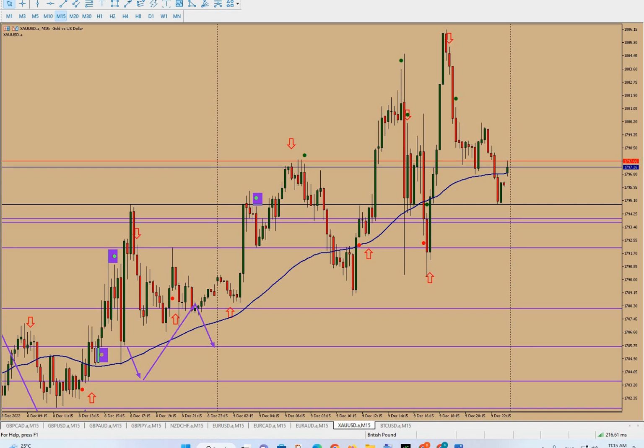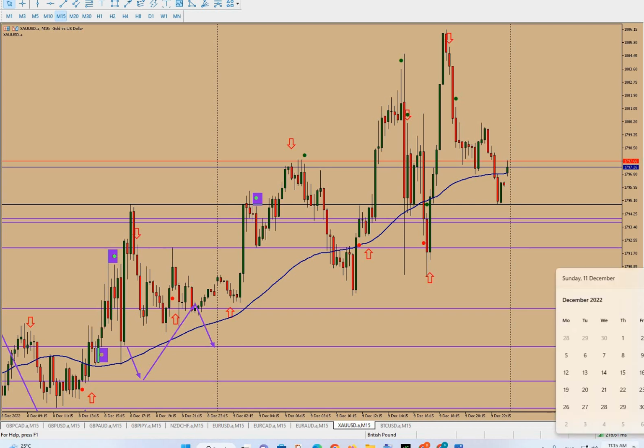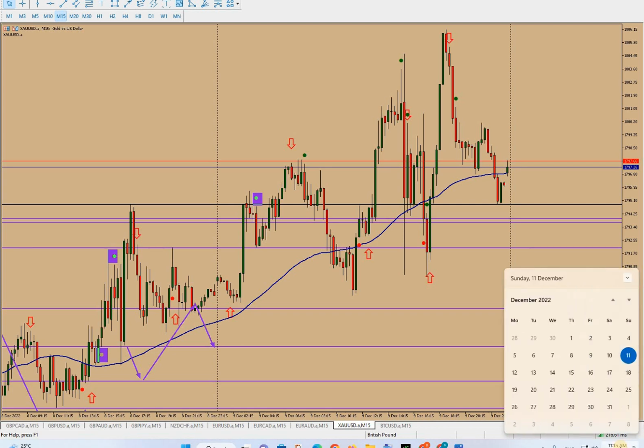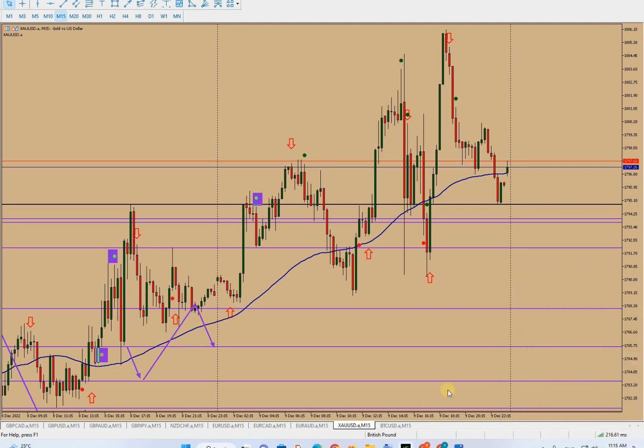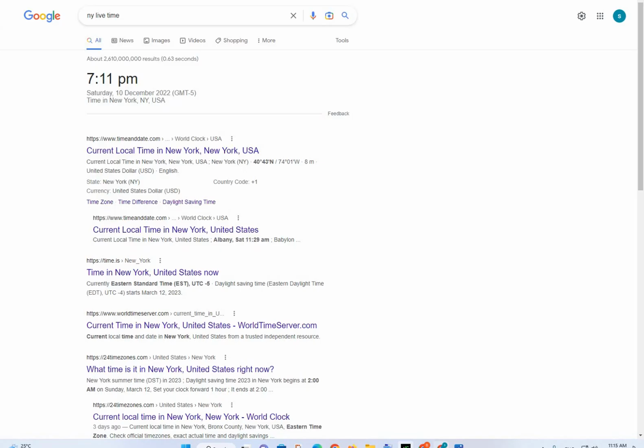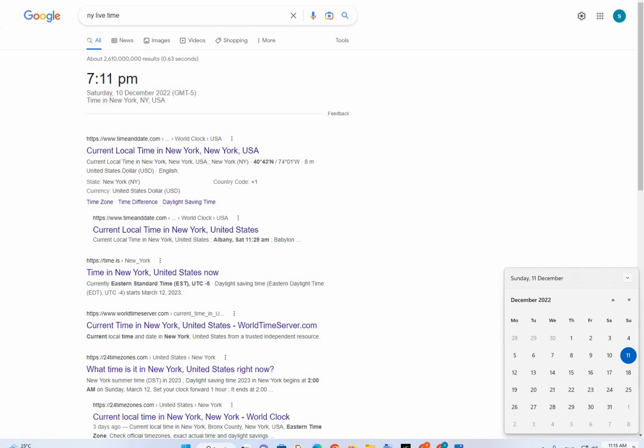We are in Sydney, Australia right now, and the time in Sydney is 11:15 a.m. The date is Sunday, 11th of December 2022. Just to show you guys, this chart is live. I'll go to Google and show you the time. For New York it is 7:11 p.m., 10th of December, Saturday. They are one day behind, and we are Sunday, 11th of December.